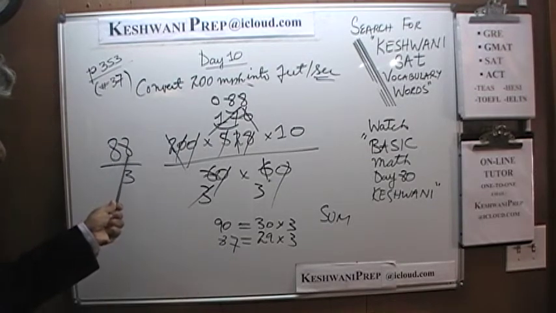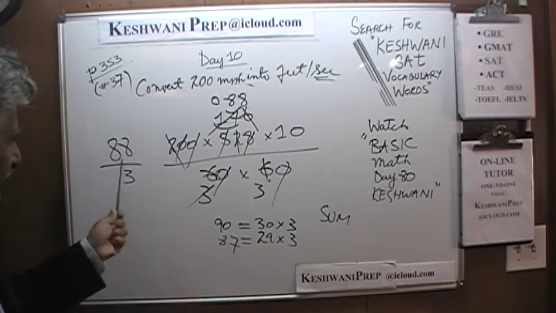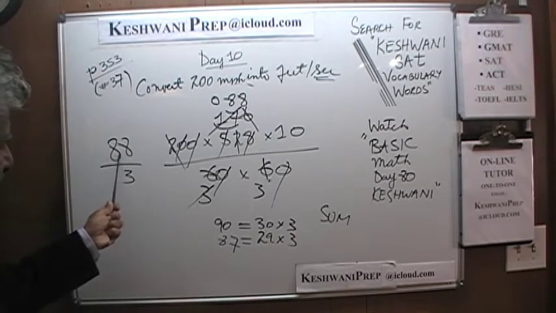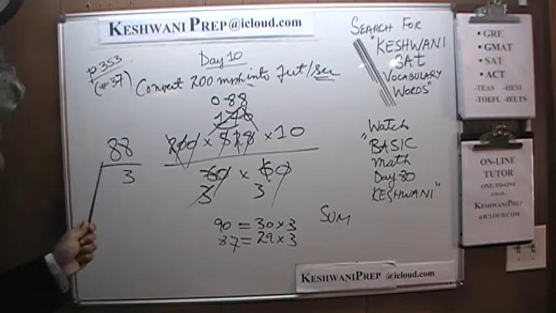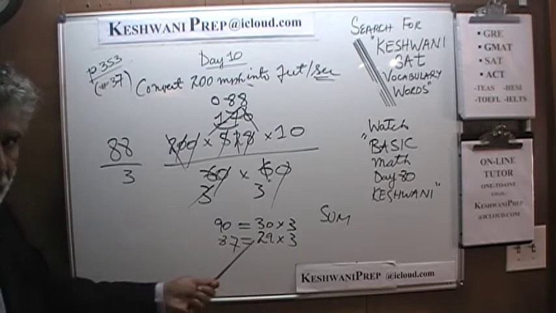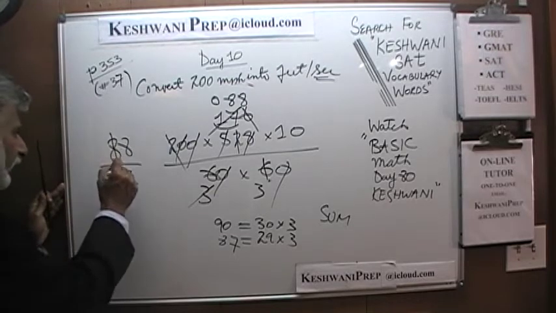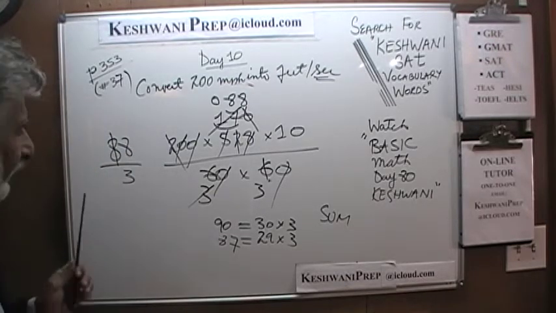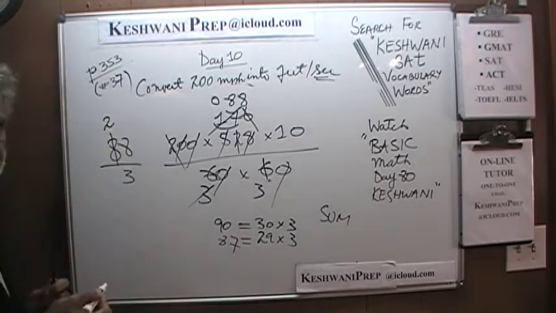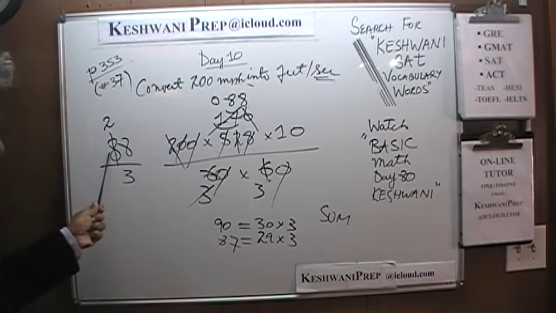So this is going to have 87, 88. We'll see in a second, it will have 29 3's with a remainder of 1. Let's do that. Divide top and bottom by 3. How many 3's does 8 have? 8 has 2 3's. 2 3's are 6. After we take away 6 from the 8, we have a remainder of 2.